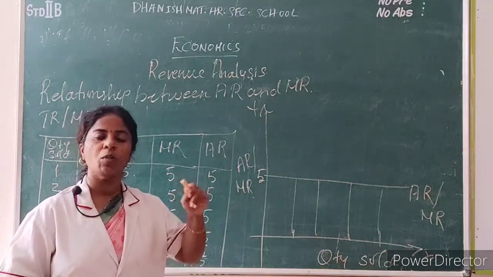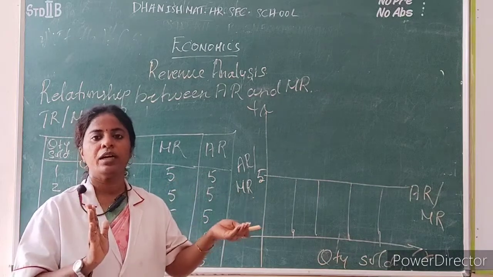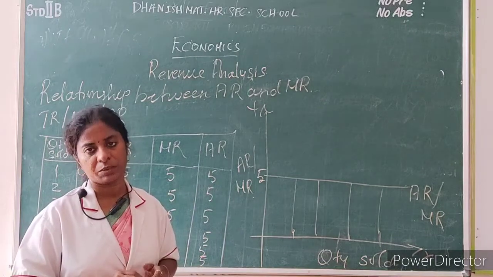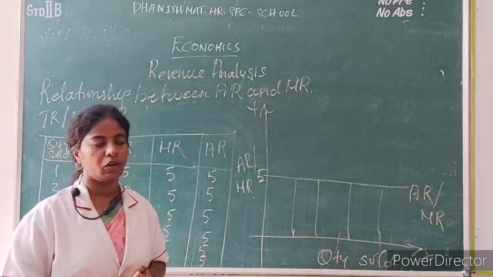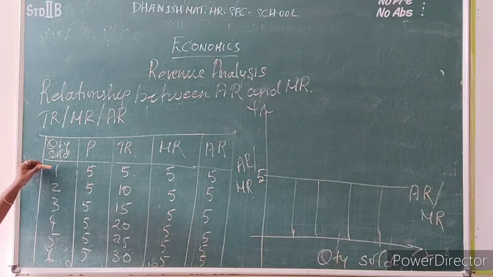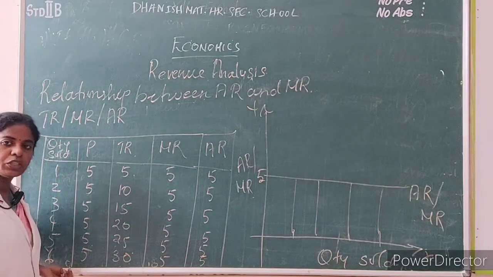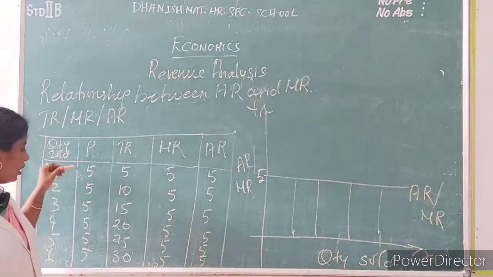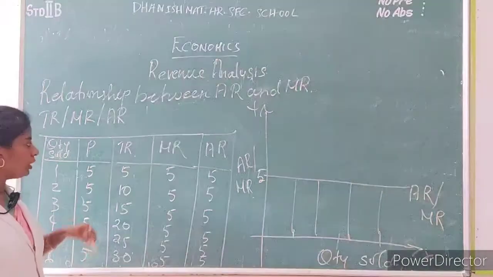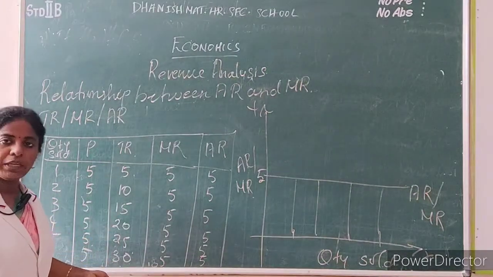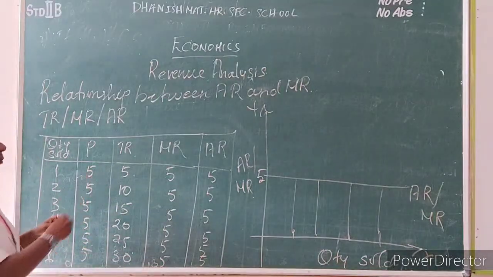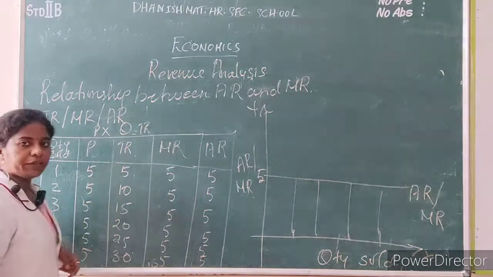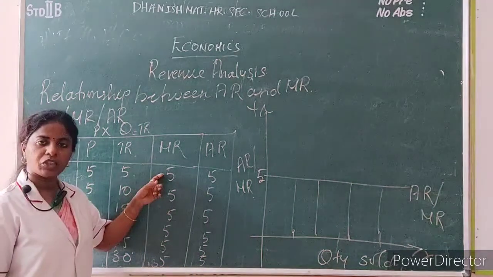It is based on how much they have sold. The profit will be differentiated only by the quantity sold by each entrepreneur. See here, the quantity which has been sold is up to 6 units, and the price remains constant under perfect competition. So total revenue will be 510, because price multiplied by quantity gives us the total revenue.